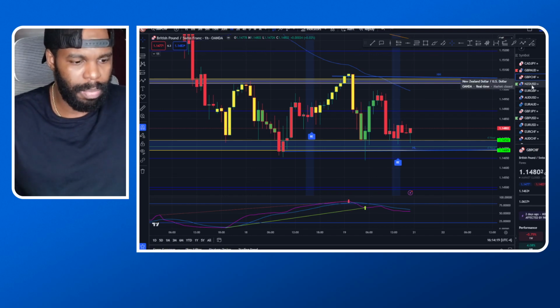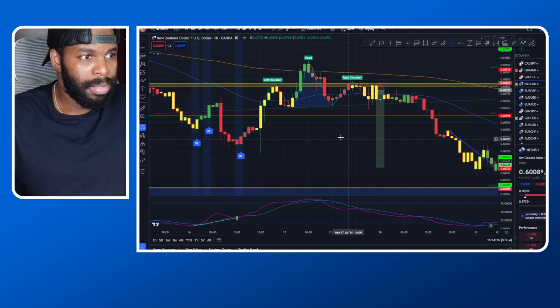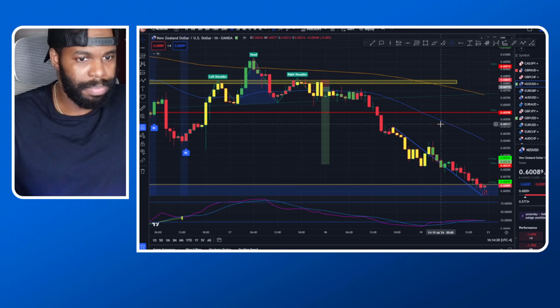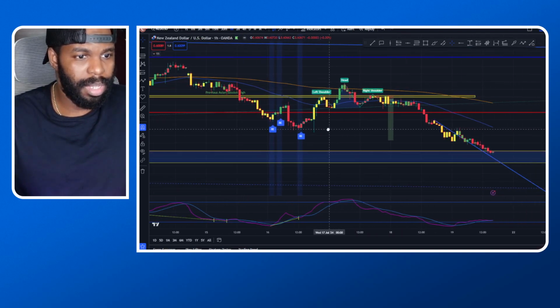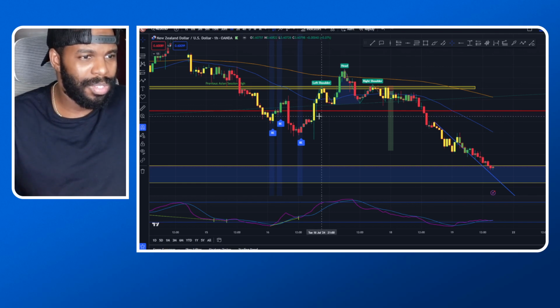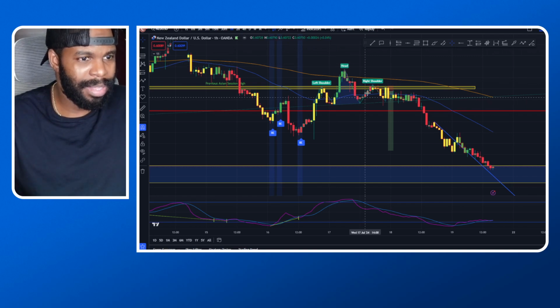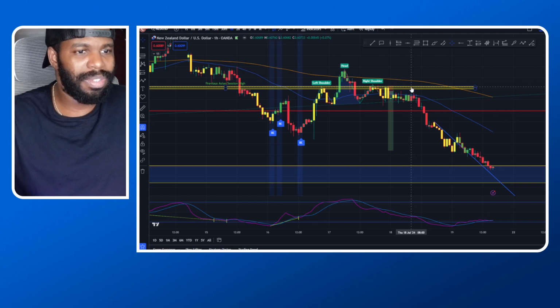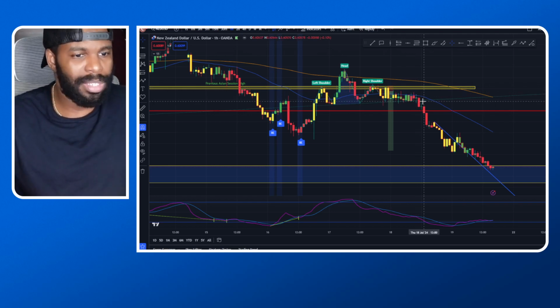Last week I talked about a pair, NZD, and I saw a head and shoulder pattern on the 1 hour chart. As you can see, this was a perfect head and shoulder pattern. The head and shoulders right here: this is the left shoulder, this is the head, this is the right shoulder. And as soon as price broke the neckline, it just went down, all the way down.